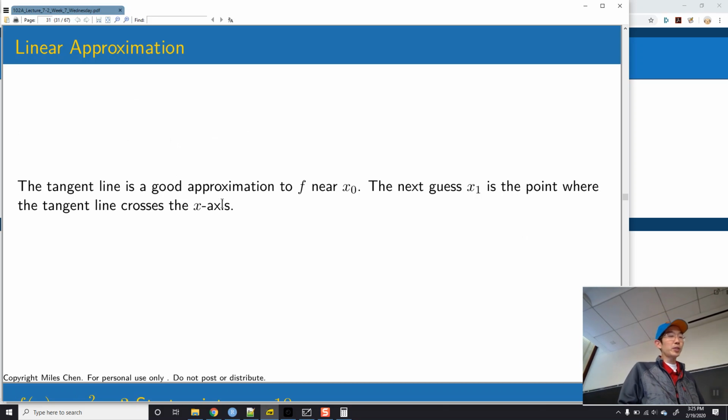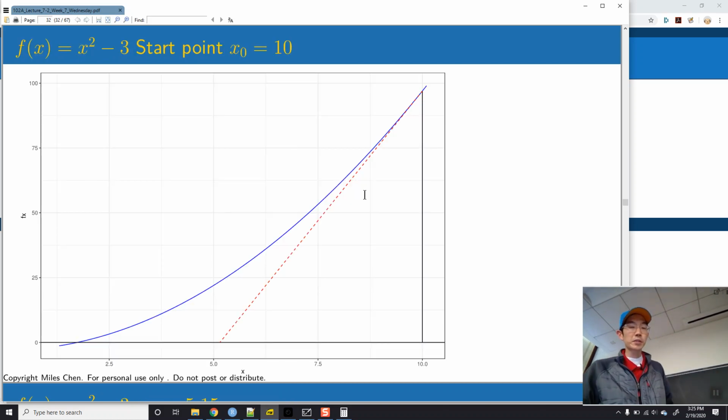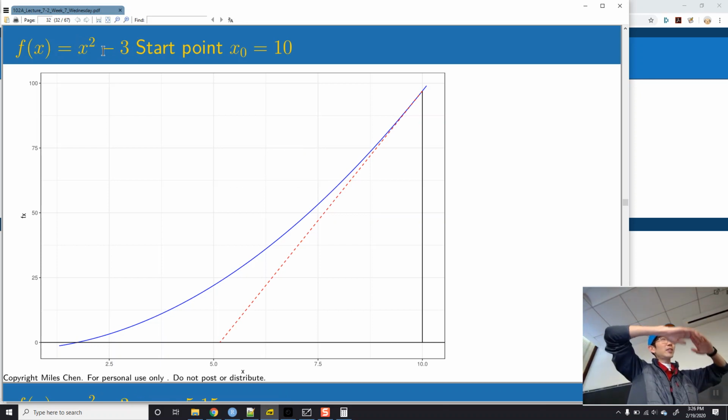And so what we do is we just say the tangent line is a good approximation to f near the value x0, and then the next guess that we're going to use is the point where the tangent line crosses the x-axis, okay? So here is some function x squared minus 3. Just imagine a parabola that dips below the x-axis, and it's going to cross at like the square root of 3, okay?